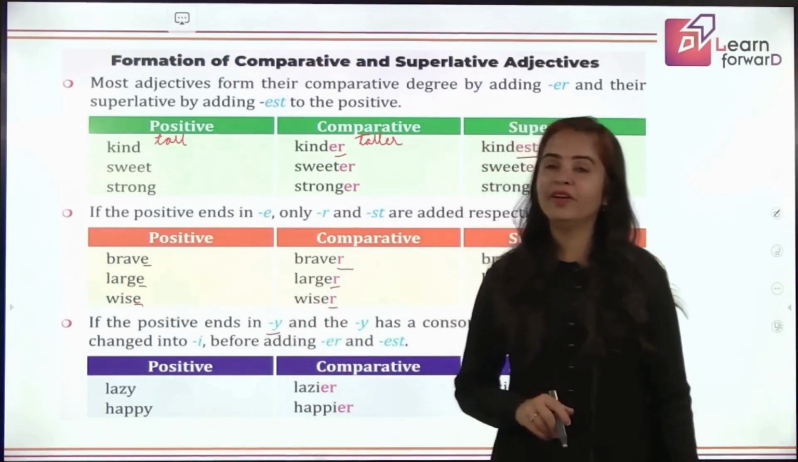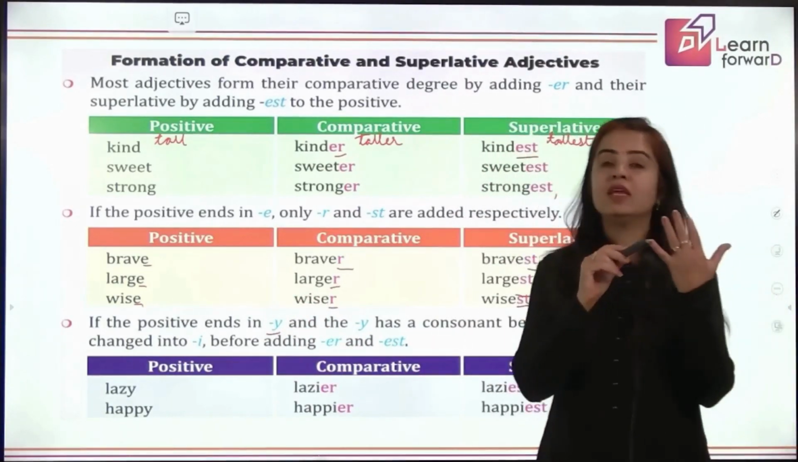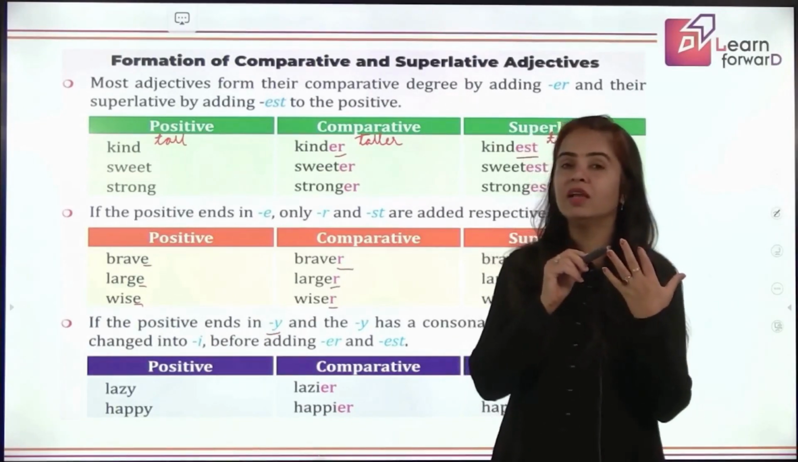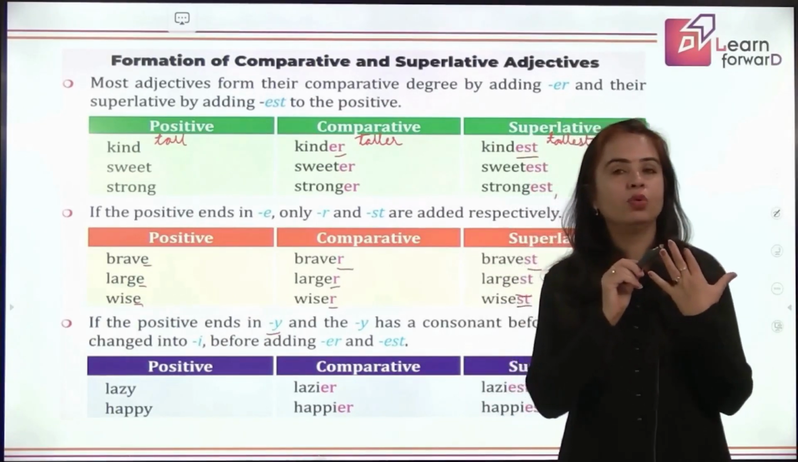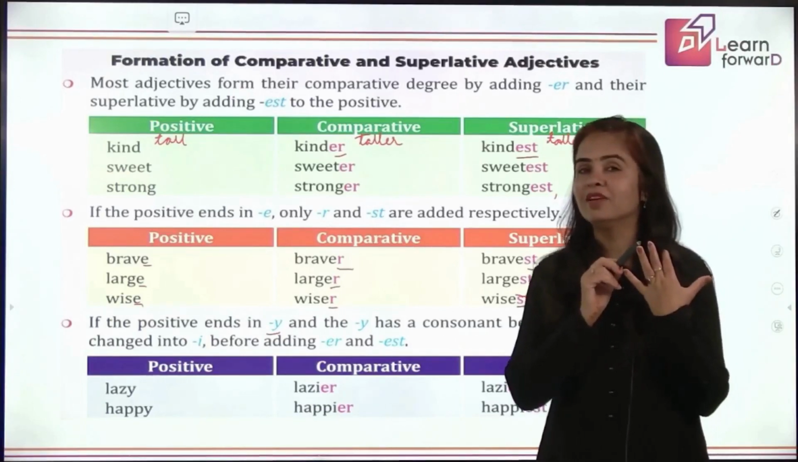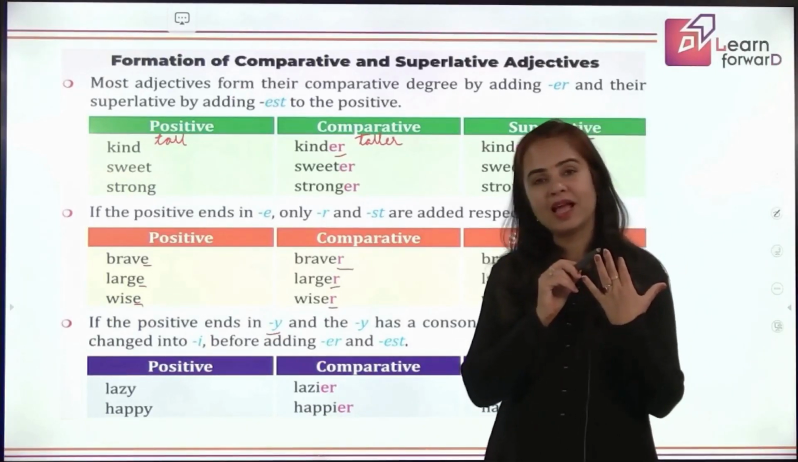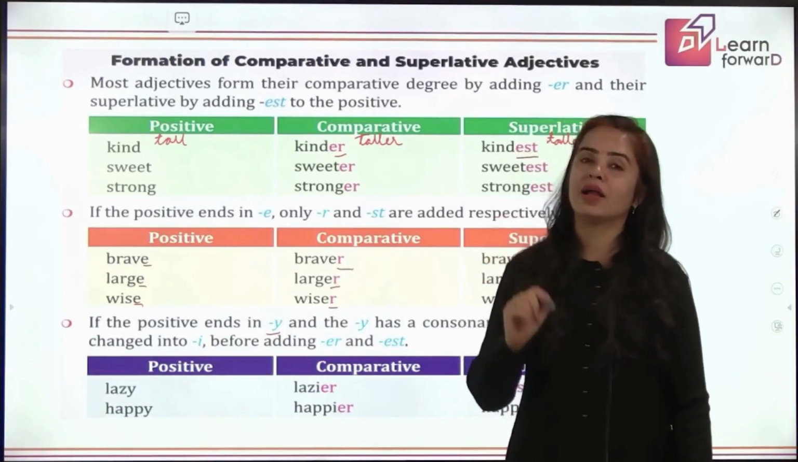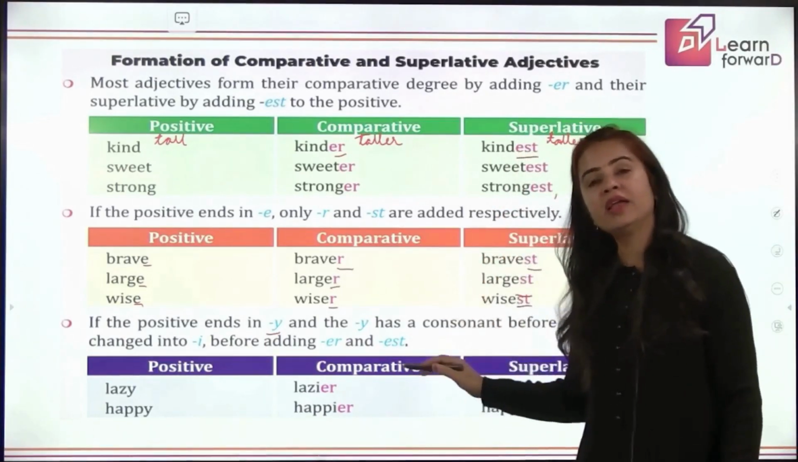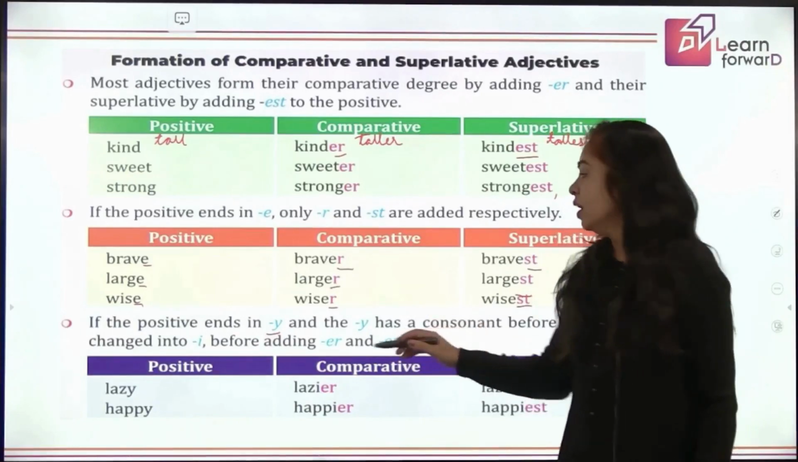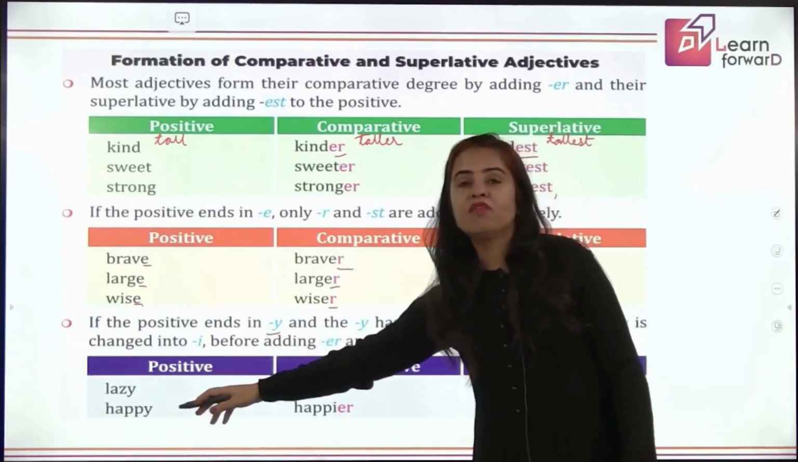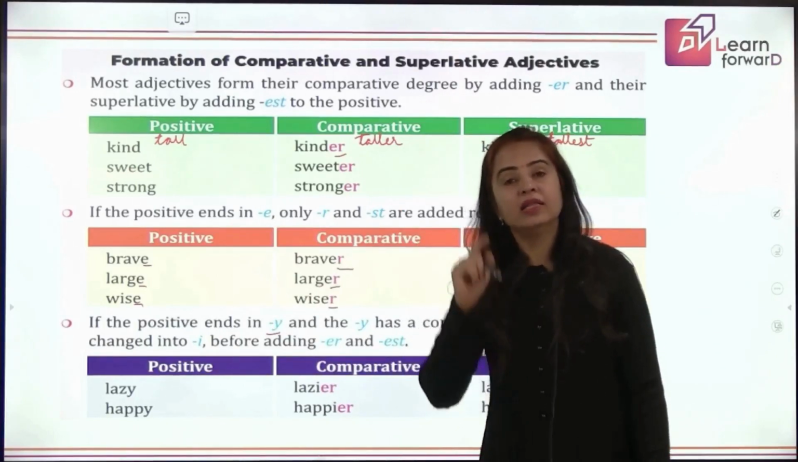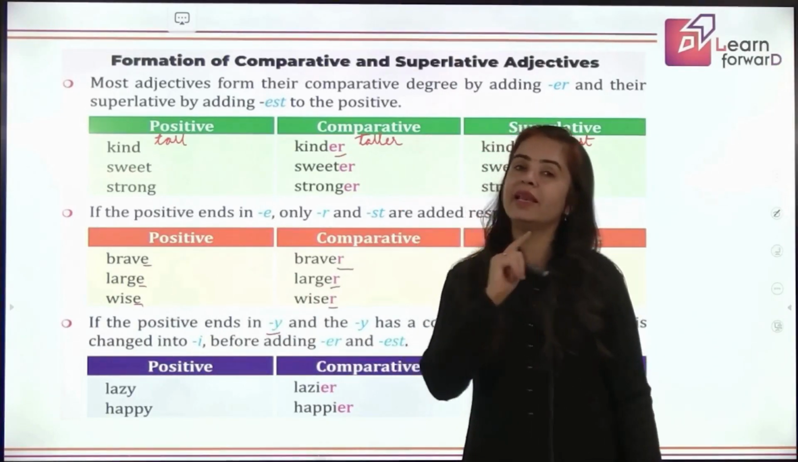We have already learnt earlier while making nouns singular to plural, and we have done in previous class about verbs, adding something when the word ends in y. Do you remember that? What is the rule, children? Y changes to I, right? So here again we will do the same thing. Lazy, you see y at the end. We will first change y into I, then add er, then add est.